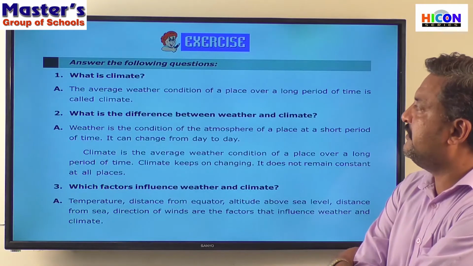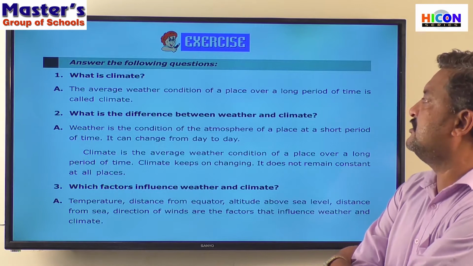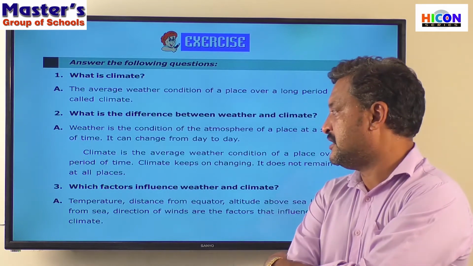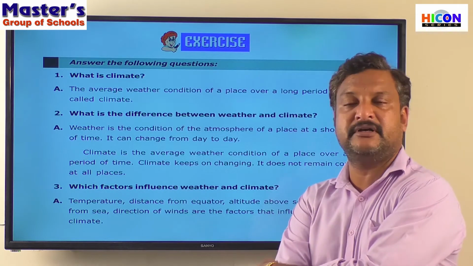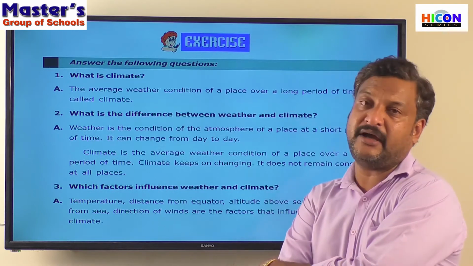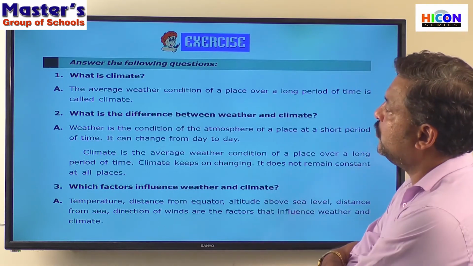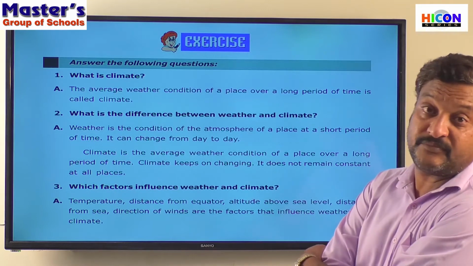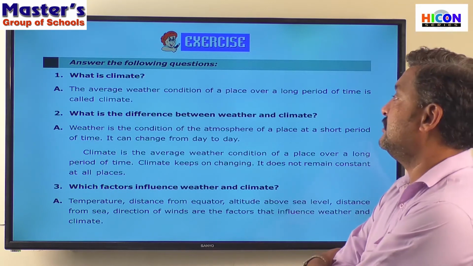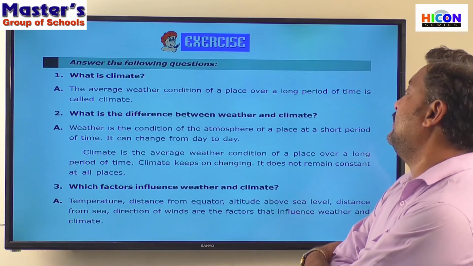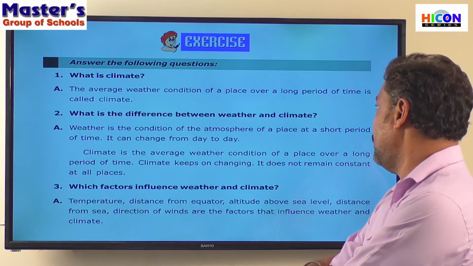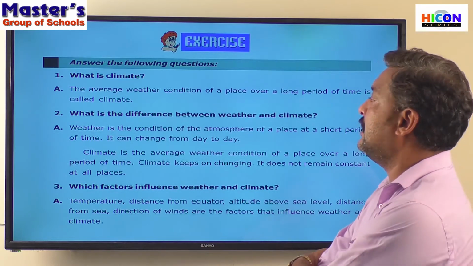So what we next have in the exercise part is to answer the following questions. Here are some questions about what we have learned in the lesson and we need to answer them. First question, what is climate? The average weather condition of a place over a long period of time is called a climate.